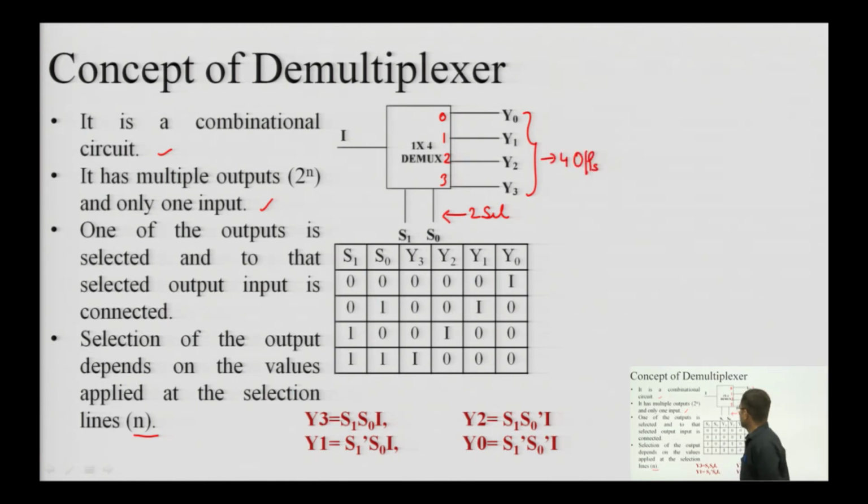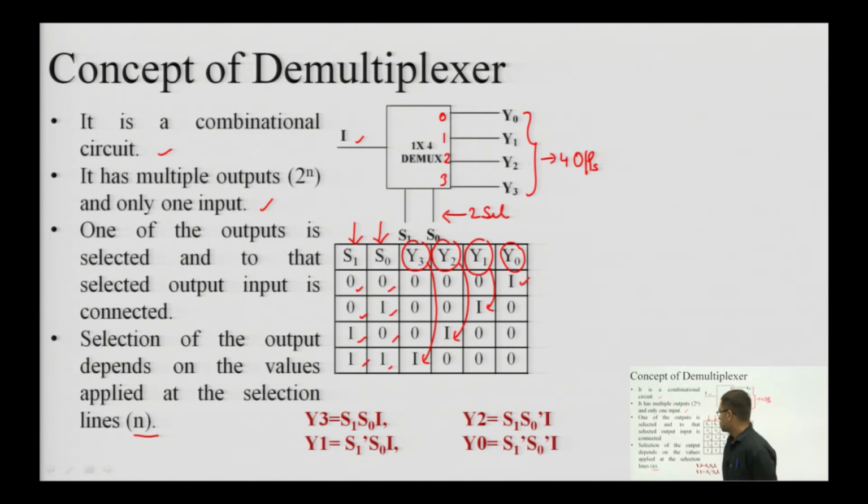Okay. So, how to study the behavior of this demultiplexer? We can check that if S1 and S0 are 0 0, then Y0 will be selected, and this Y0 will be connected to my input, which is I. Similarly, for 0 1, Y1 will be selected and it will be connected to I. Similarly, for 1 0, Y2 will be selected and connected to I. Similarly, for 1 1, Y3 will be selected and connected to I. So, at a time only one of the outputs will be selected and connected to the input.